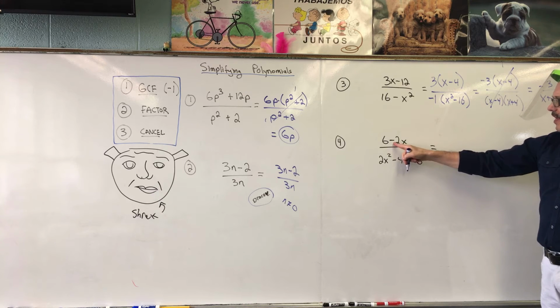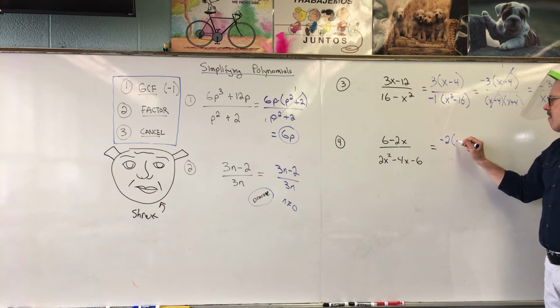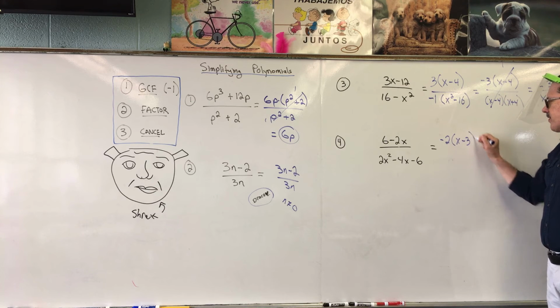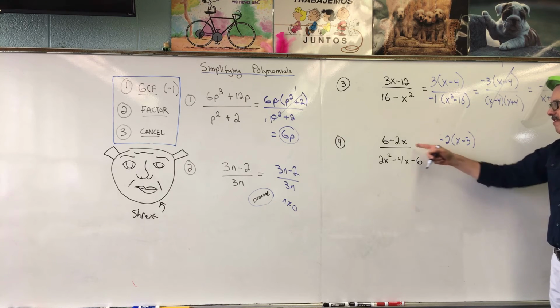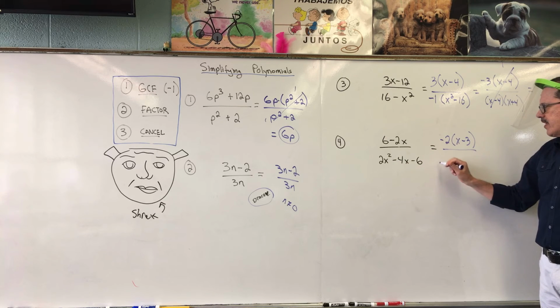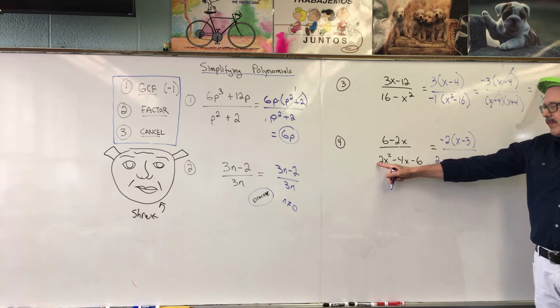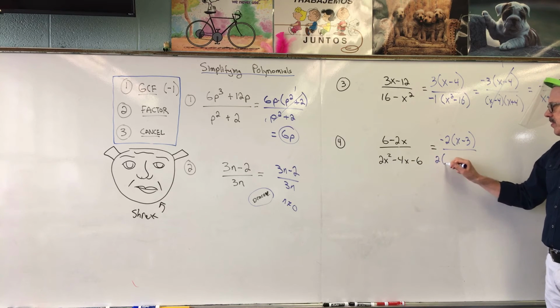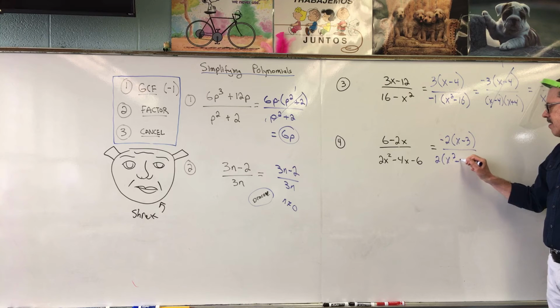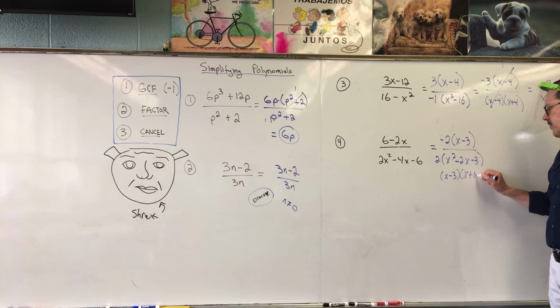The highest degree is negative, and the GCF is 2. So I want to take a -2 out, and then write x minus 3. So I flip that, but that gives me the same thing. On the bottom, there's a GCF of 2. I don't have to take a negative out because the big first one's positive. So it'll be 2 times x squared minus 2x minus 3. And then this goes into x minus 3 times x plus 1.